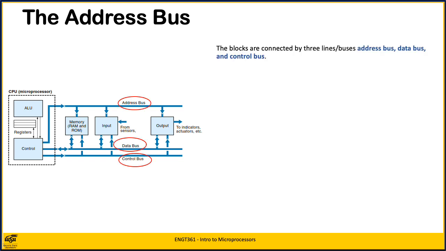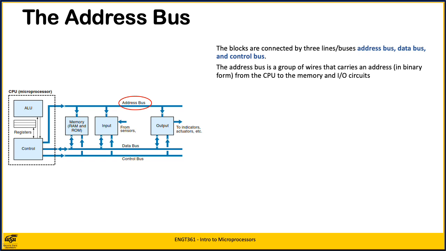We see that the blocks are connected by 3 lines labeled address bus, data bus, and control bus. The address bus is a group of wires that carries the address in binary form from the CPU to the memory and I/O circuits. The need for memory to receive addresses has already been discussed, but you may wonder why the I/O ports need addresses. It turns out that all I/O ports are assigned addresses and are treated essentially like memory locations by the CPU.